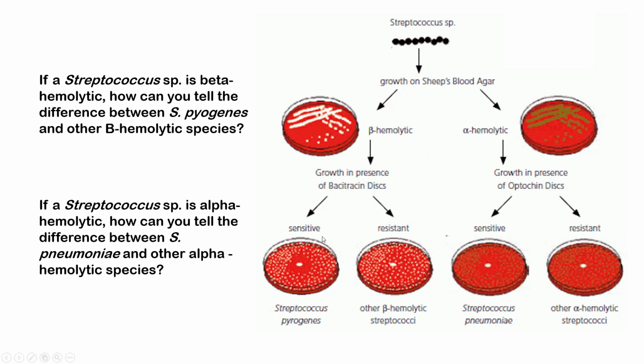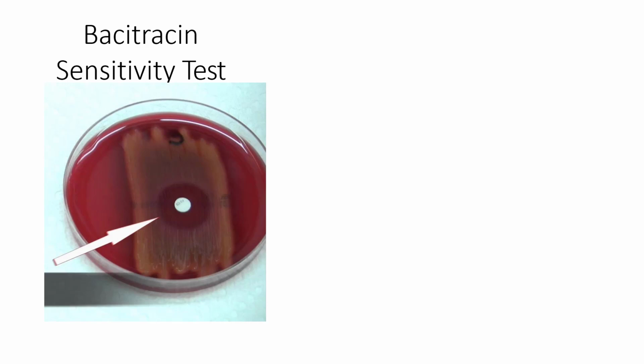So the reason is because Streptococcus pyogenes is sensitive to bacitracin, where other potential beta hemolytic streptococci can grow right up to that disc and are resistant to it. Likewise, Streptococcus pneumoniae is sensitive to optochin, whereas other alpha hemolytic streptococci grow right up to that disc because they are resistant to optochin. So this image here shows Streptococcus pyogenes cultured in the presence of a bacitracin disc.